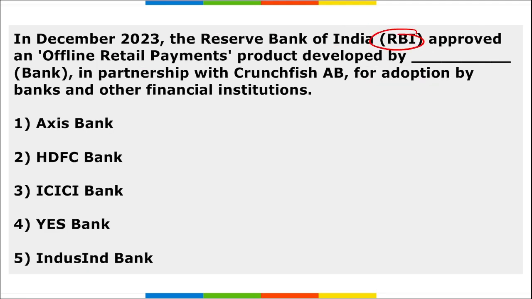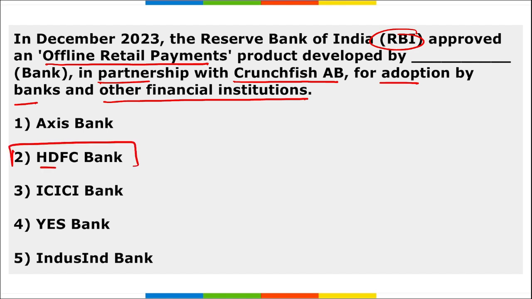Next, RBI approved an offline retail payment product developed by which bank in partnership with Crunchfish AB for adoption by banks and other financial institutions? So RBI has approved an offline retail payment product developed by HDFC Bank, right, in partnership with Crunchfish AB for adoption by the banks and other financial institutions. Right? Mark this.